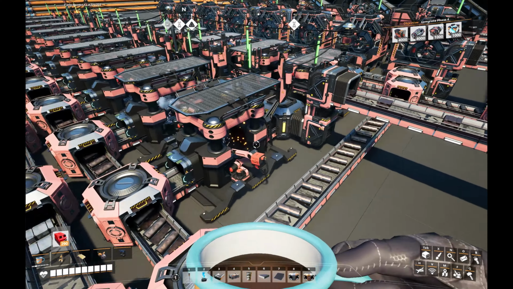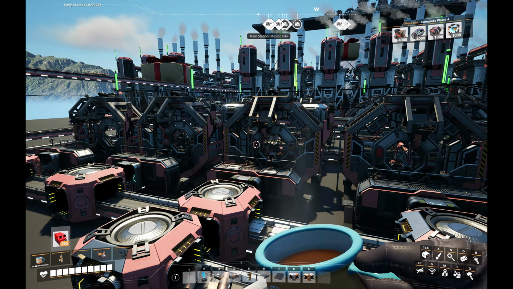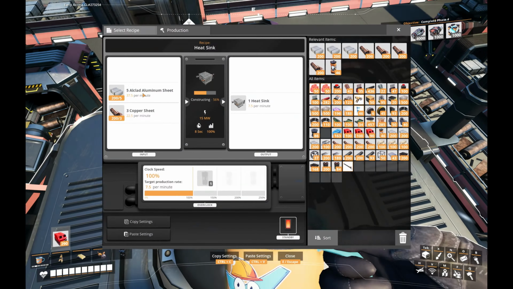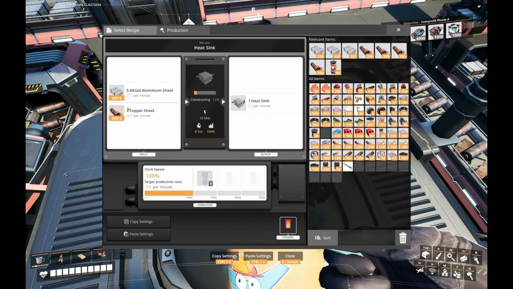Before moving on to the next step, we now have the 600 Alclad Aluminium sheets from step 8. But in order to make heat sinks, we also need copper sheets, as the standard recipe heat sink takes Alclad Aluminium sheets and copper sheets to make heat sink.